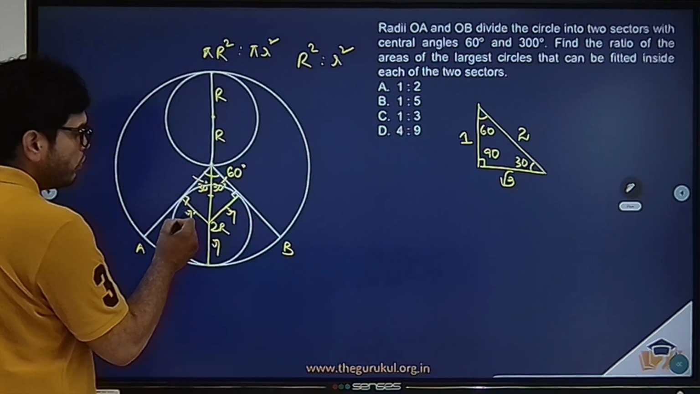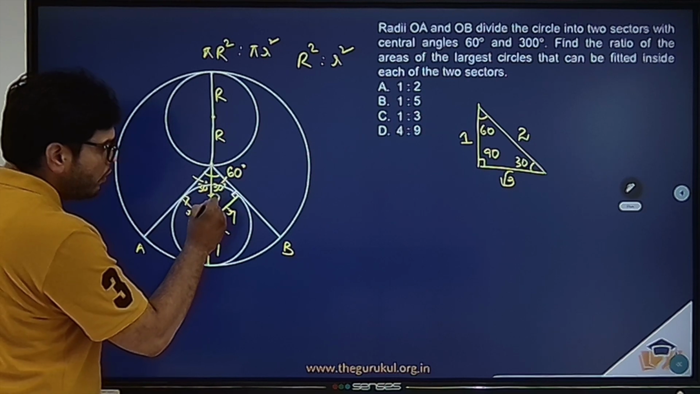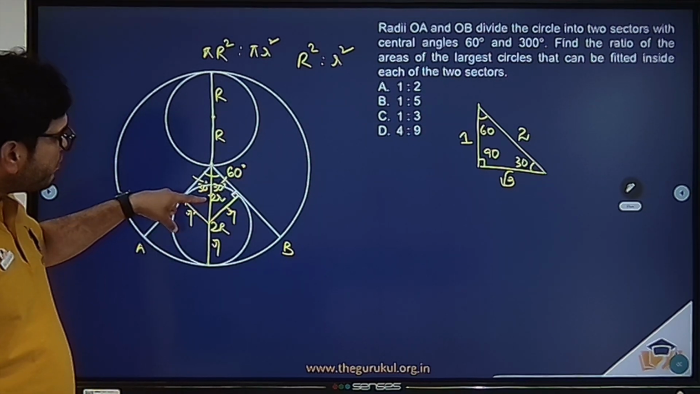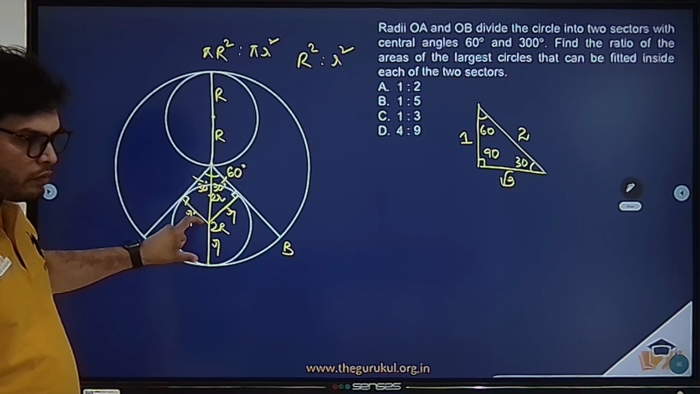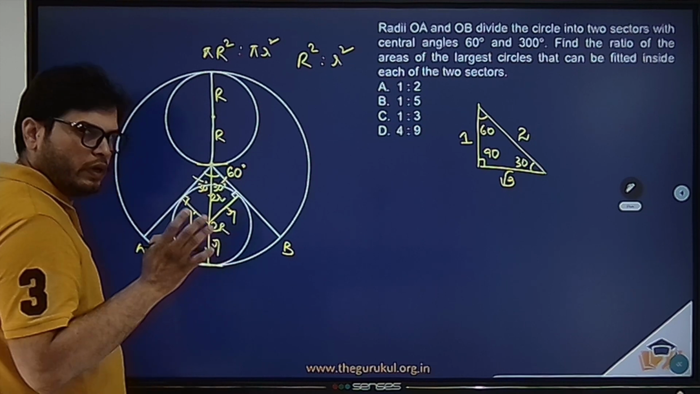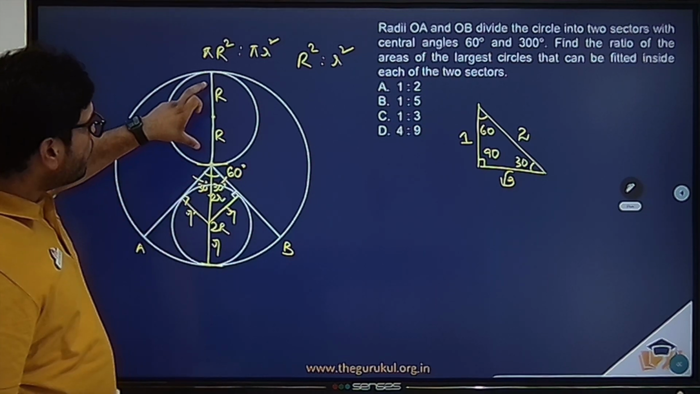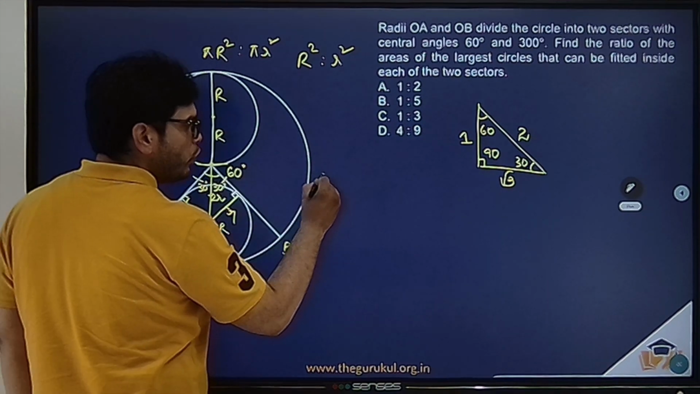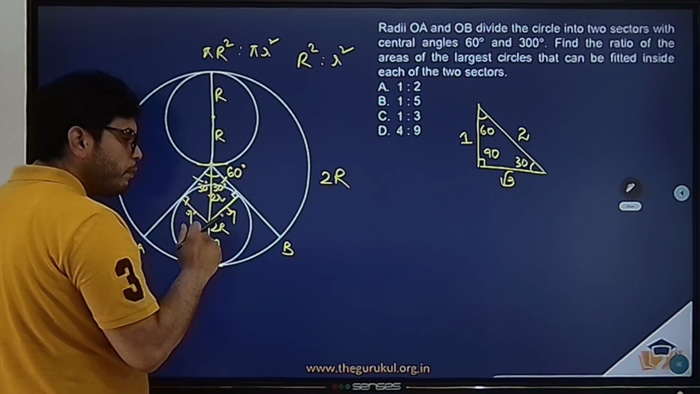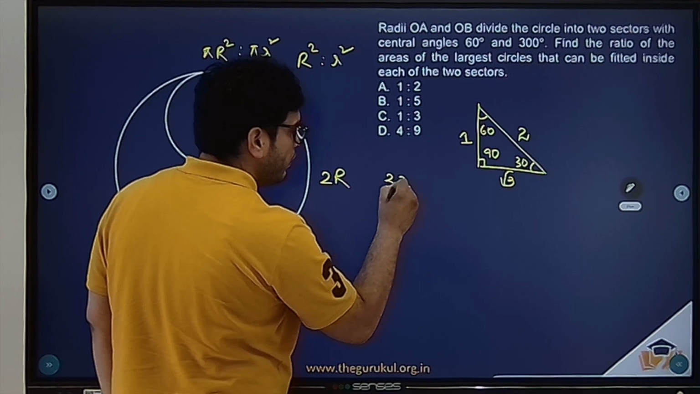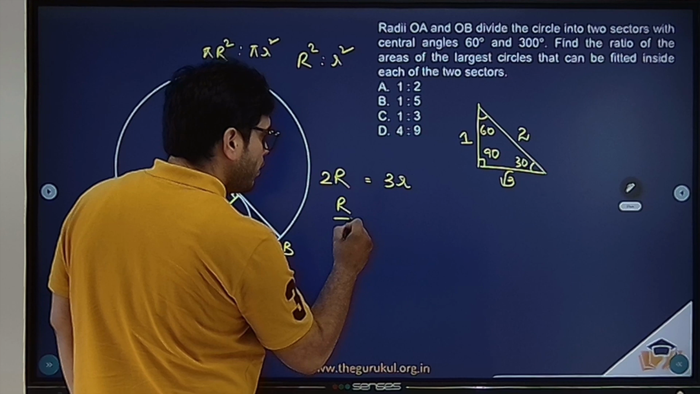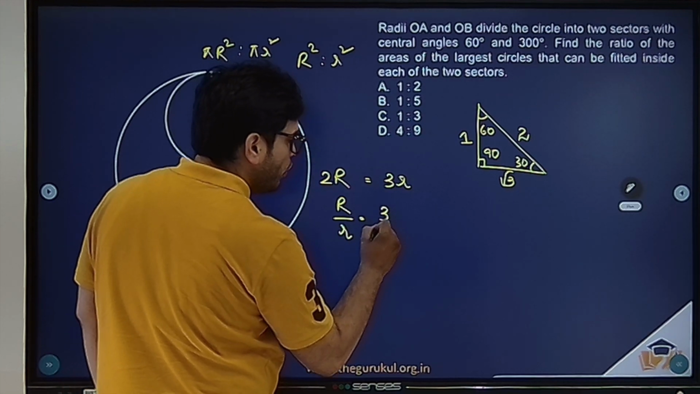Right. So if this is R, this would be 2R. Right. Now if this is 2R and this is R, right. So this total length is equal to 3R. Right. So we have this total length as 2R, which is also the same as 2R plus R, 3R. Right. So R by R is equal to 3 by 2.